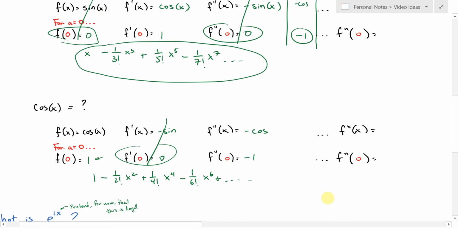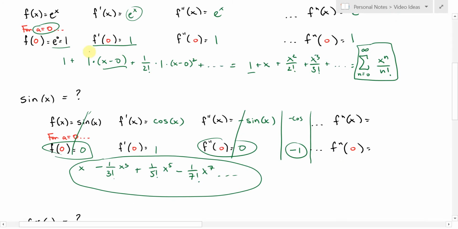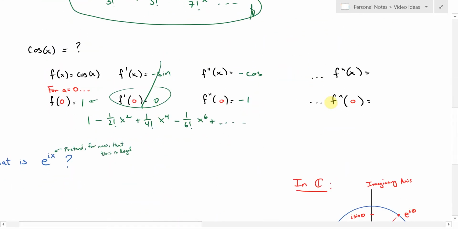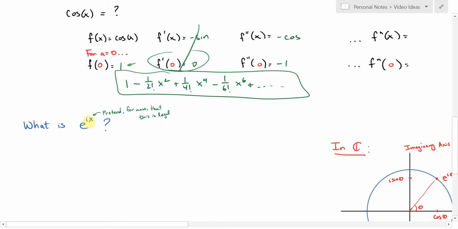Okay, so now we've got the power series formula for the exponential function. It looks like this. And we've got the sine, and we've got the cosine. It's given by this formula. So now let's ask an interesting question. What is e to the ix?